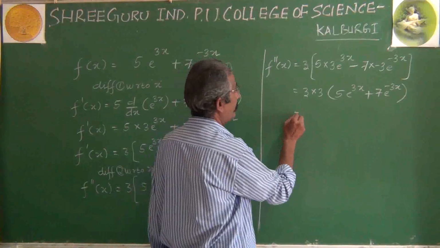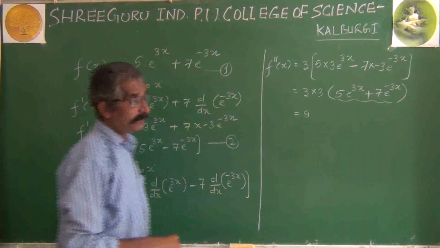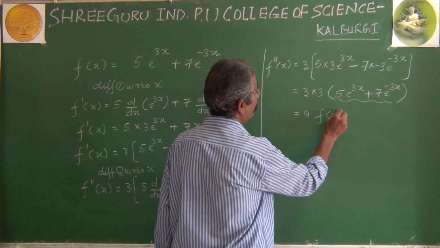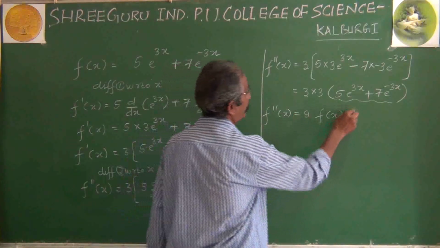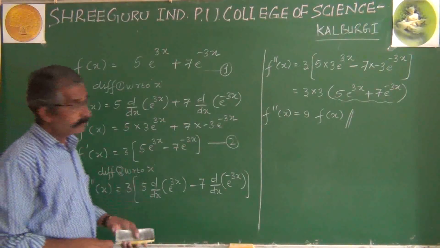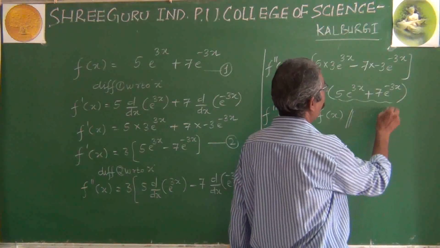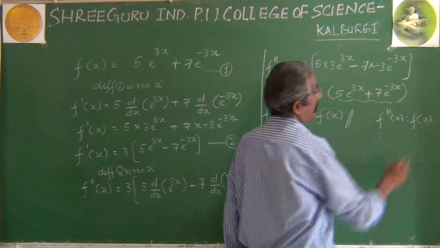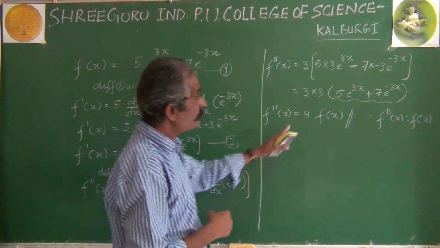Three into 3 is 9. At the same time, this bracket is nothing but our given function f of x. That becomes 9 into f of x. So f double dash x equals 9 times f of x. In MCQ level problems, this can also be asked as: what is the value of f double dash x to f of x? I mean, f double dash x divided by f of x becomes obviously 9.